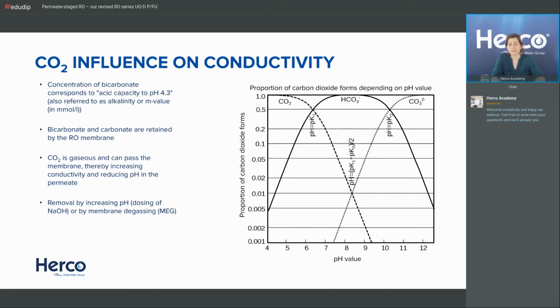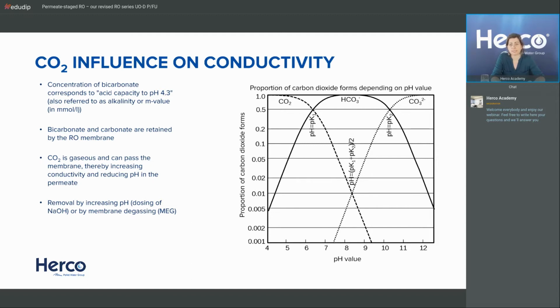These forms can transfer one into the other, so they are in an equilibrium, and it depends on the pH value which form is the most common one in your water. Bicarbonate and carbonate cannot pass the RO membrane because they are charged and they are held back, but CO2 is a gas and therefore can pass the membrane.